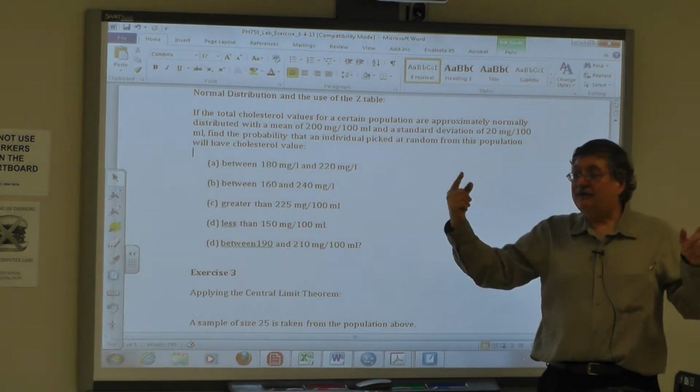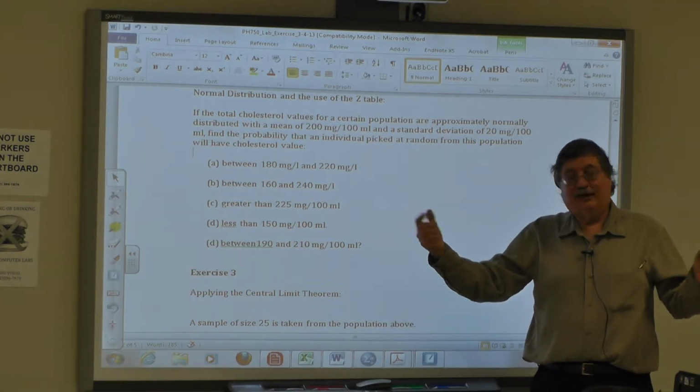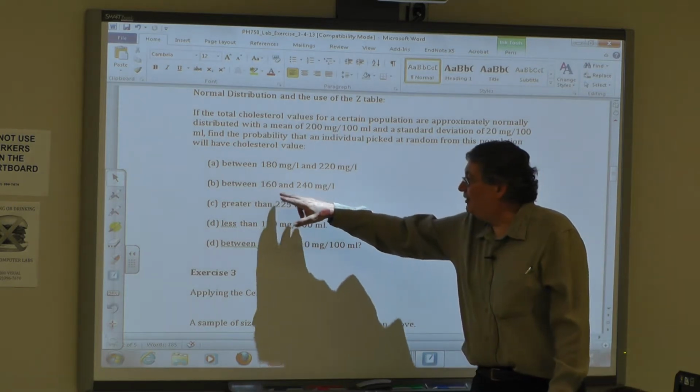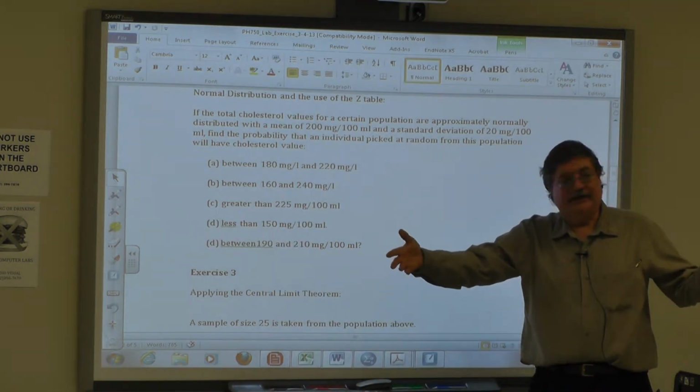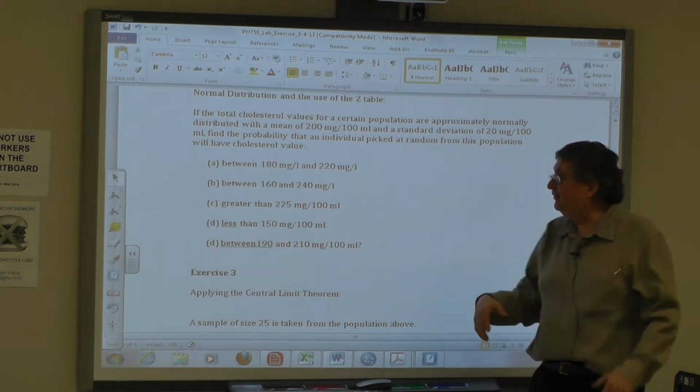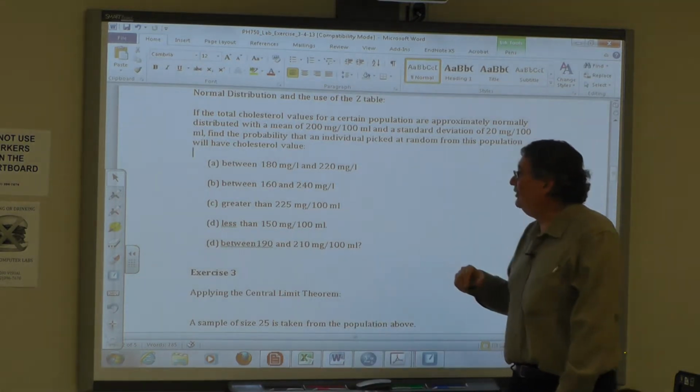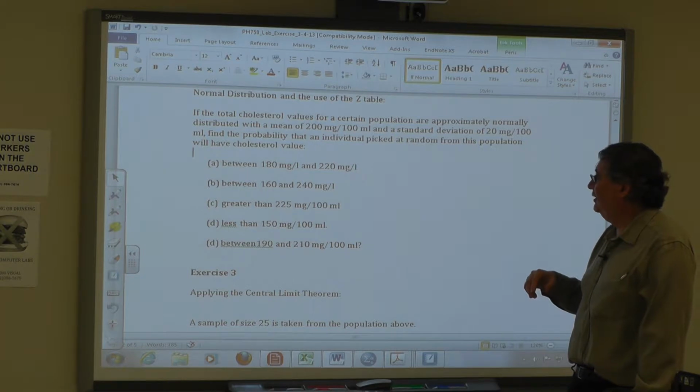One standard deviation above and below, 68%, right? Okay, what percent is between 160 and 240? That's 2 standard deviations, 95%, right? Just a bit of review on there. Greater than 225 milligrams per deciliter.